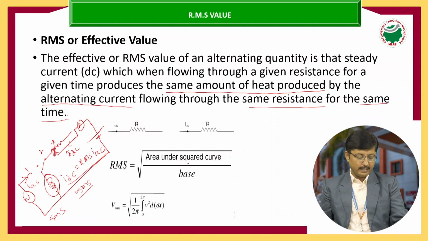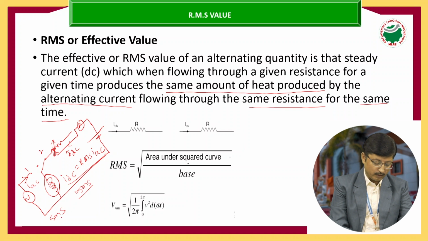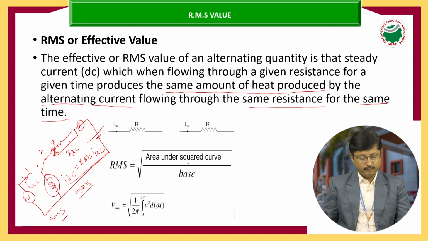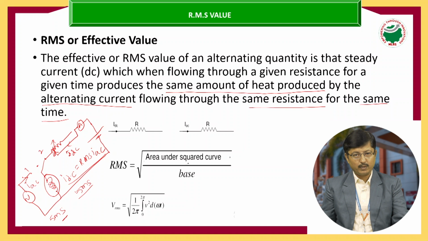Just now in this experimental setup also I told that. First we have to apply the AC supply and observe the brightness, then we apply the DC supply, when current flows into that bulb through the resistor. Then at which value of the current we get the equal amount of brightness, that we can call the RMS value of AC current.